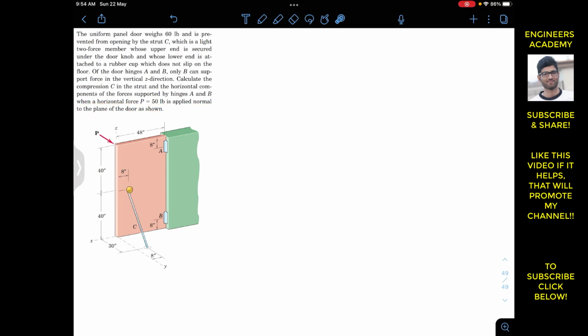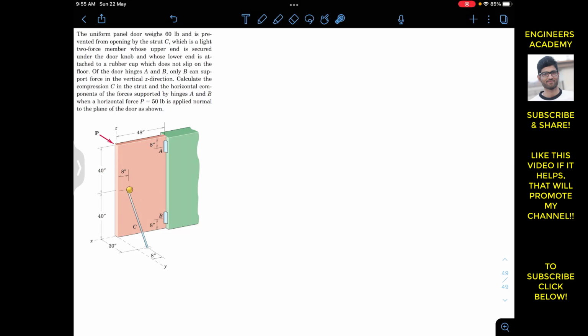So here we have this door which is prevented from rotation by this strut C, which is acting from this particular point to that knob, and this P is applied which has a magnitude of 50 pounds and it is perpendicular to the plane of the door, and all the dimensions of the door and the location of these A and B hinges are given. And further it is said that only this hinge B can support the reaction in the Z direction.